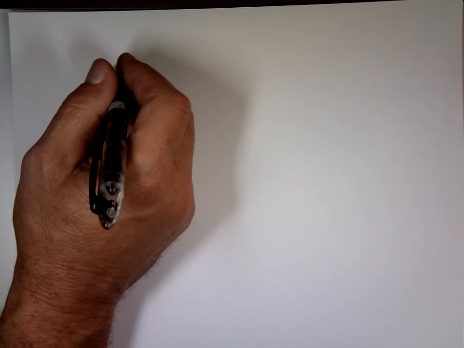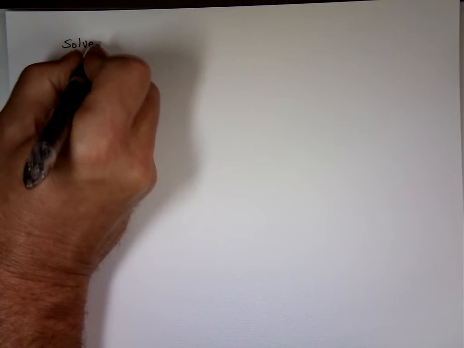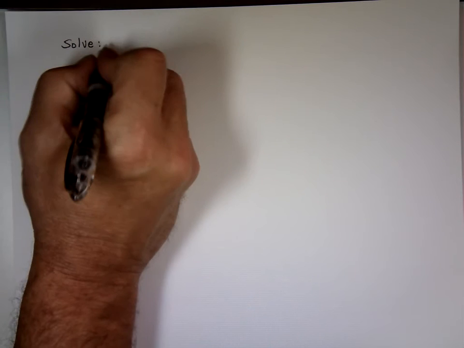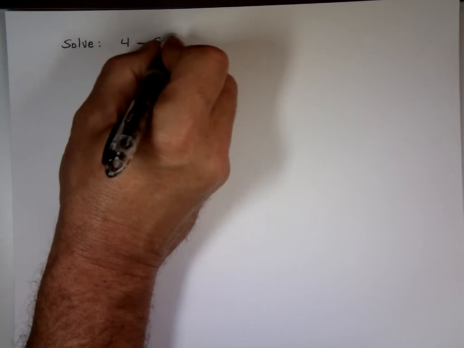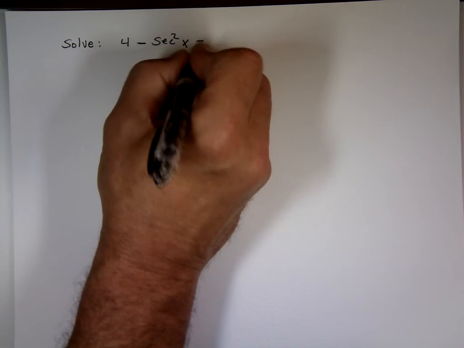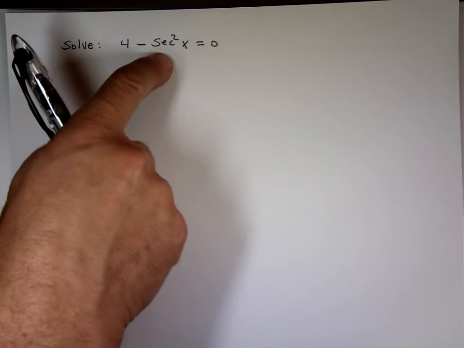Let's take this one. Let's solve 4 minus secant squared x equals 0. Secant. Remember, I'm going to be looking at my unit circle, and there's nothing on my unit circle about secant. So maybe I should switch that secant to 1 over cosine squared.